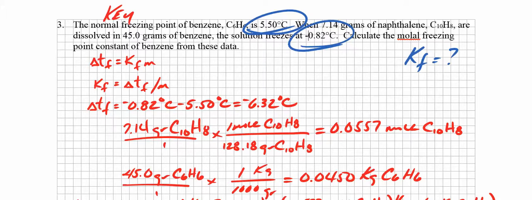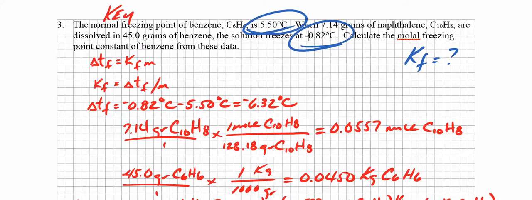So now let's calculate the moles of solute and the kilograms of solvent, right? The moles of naphthalene and the kilograms of benzene, so that we can calculate molality. So to do that, we're going to take what we've been given, 7.14 grams of C10H8 times 1 mole of C10H8. The naphthalene has a mass of 128.18 grams of C10H8. So when we do that calculation, we get 0.0557 moles of naphthalene.